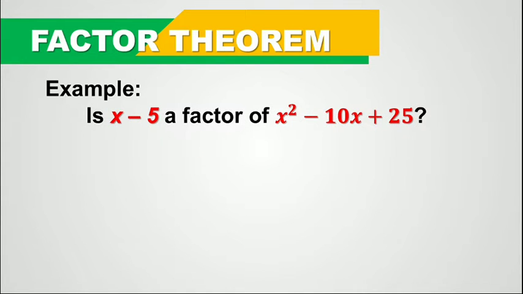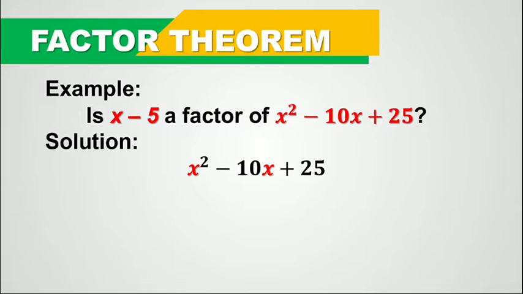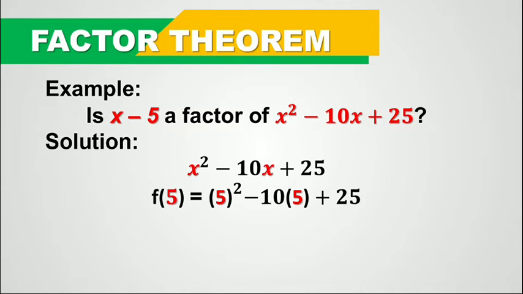For example, we have here, is x minus 5 a factor of x squared minus 10x plus 25? Let's substitute the value of r into our polynomial f of x, x squared minus 10x plus 25. Our r here would be 5. So f of 5 is equal to 5 squared minus 10 times 5 plus 25. 5 squared equals 25, minus 10 times 5, that is 50, plus 25. So 25 minus 50 plus 25 is equal to 0.